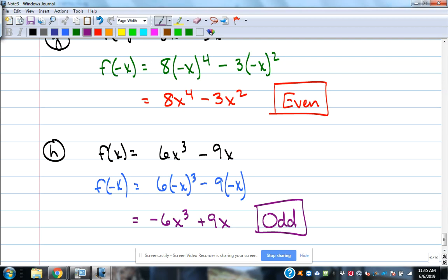The shortcut is, look at the exponents. This one has a 3 exponent. What's the exponent on this x that's beside the 9? It's a 1. 1 and 3 are both what kind of numbers? Odd. So that makes this an odd function. If everybody has a variable and everybody has an odd exponent on the variable, then it's an odd function. But it's got to be everybody.